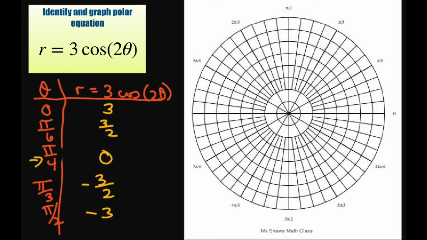So let's graph this. At 0 we have 3. So 1, 2, 3. Going out 3. So that means it's also going to go out 3 here, 1, 2, 3. It's all going to be symmetric. 1, 2, 3, and 1, 2, 3. All right, for pi over 6, we are at 1.5. So that's about here, here.